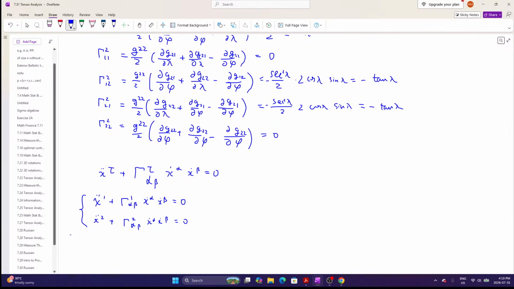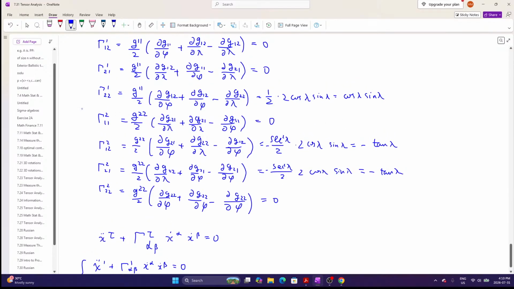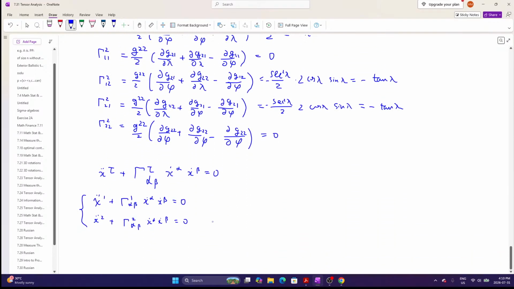All right, so what is big gamma 1 alpha beta? Only one term is non-zero, the third term. Actually, the fourth term. So this is just x double dot 1 plus gamma 1 2 2 x dot 2 equals 0. And the second equation would be x double dot 2 plus, well, there are 2 terms here: gamma 2 1 2 x dot 1 x dot 2 plus gamma 2 2 1 x dot 2 times x dot 1.